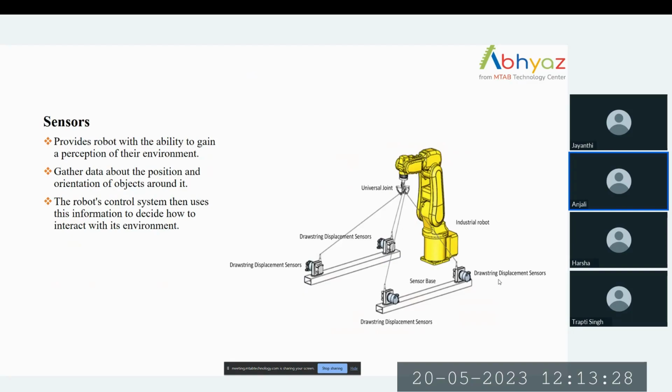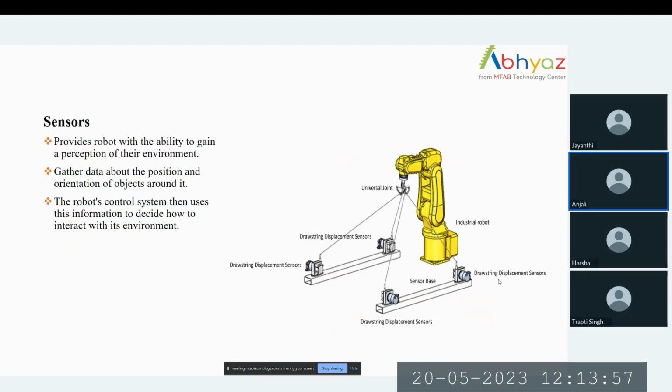The next thing is sensors. Sensors are essential components of robotic systems. They provide robots with the ability to gain a perception of their environment. Sensors gather data about the robot's surroundings, which includes the position and orientation of objects around it and of the robot itself. The robot control system then uses this information to decide how to interact with these environments.